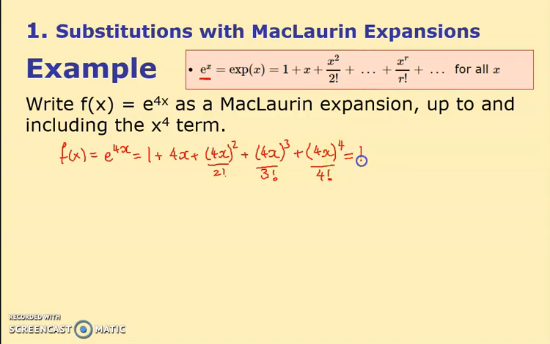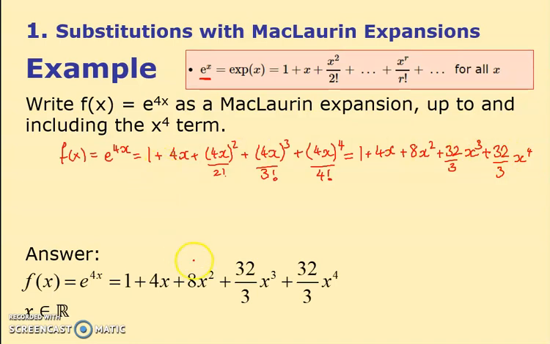So that's 1 plus 4x. This is 16x squared over 2, so that's 8x squared. This is 64x cubed over 6. 64 over 6 is 32 over 3 x cubed. Oh, this one's a bit tricky. What is it? It's 4 to the 4, which is 256, divided by 4 factorial, which is 24. Alright, 32 over 3 again. So plus 32 over 3 x to the 4. So I've done it. I've written the expansion out. So let's just check my answer. 1 plus 4. Yeah, that's right.